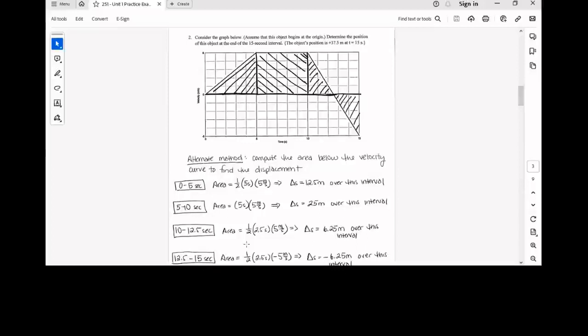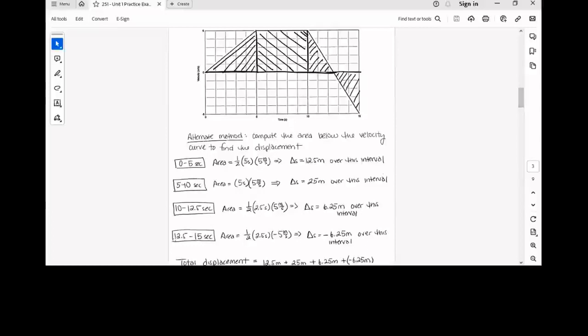From 10 to 12.5, the base is now only 2.5 seconds long, and the triangle is positive 5 meters per second tall. So 1/2 of that product gives you 6.25 meters. And then finally, 12.5 to 15 seconds, I have a triangle that has exactly the same dimensions, only the velocity is now negative 5. So that is negative 6.25 meters over that interval.